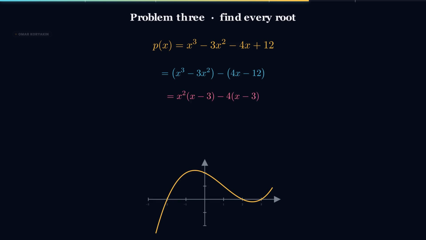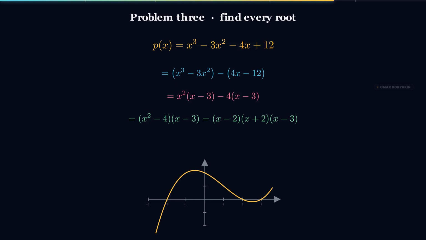The first pair x cubed minus 3x squared has a common factor of x squared, leaving x minus 3. The second pair 4x minus 12 has a common factor of 4, leaving x minus 3 again. Both pairs share the binomial x minus 3. Pull the common binomial out front. The polynomial becomes x squared minus 4 times x minus 3.